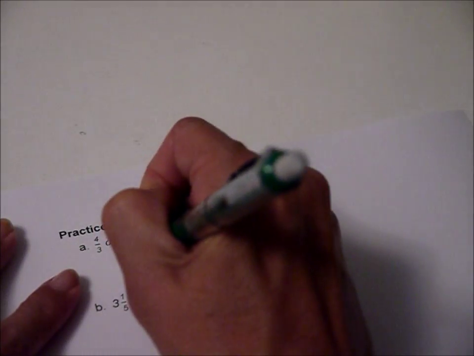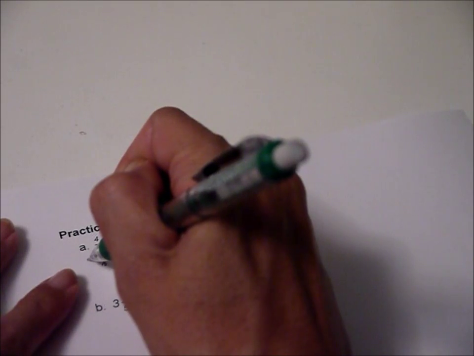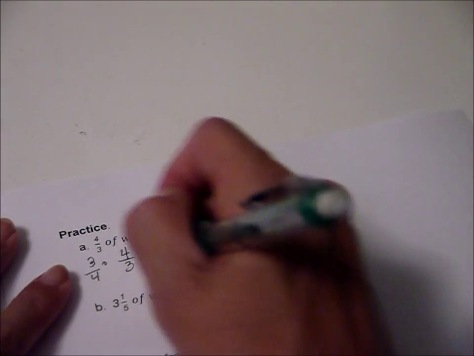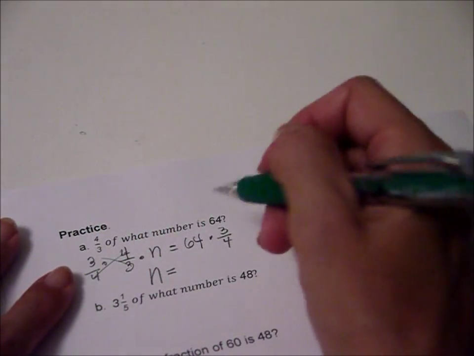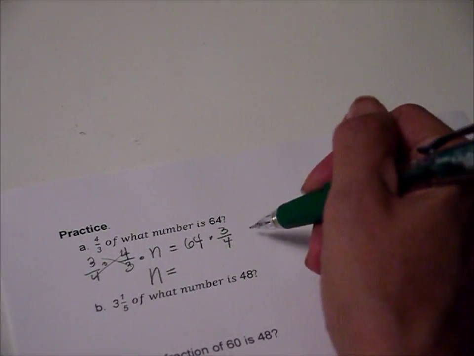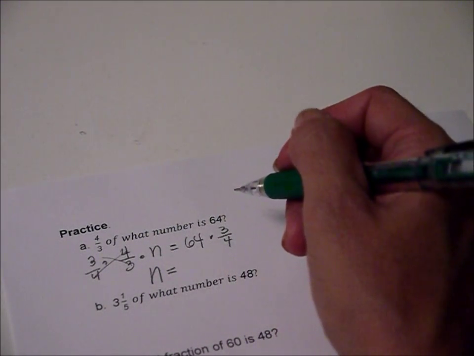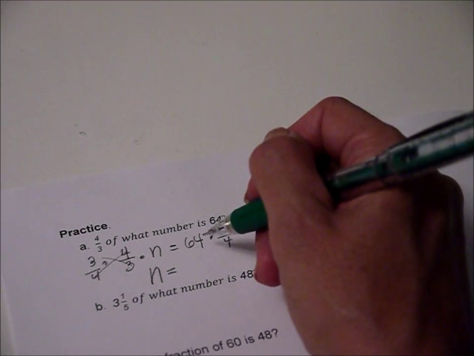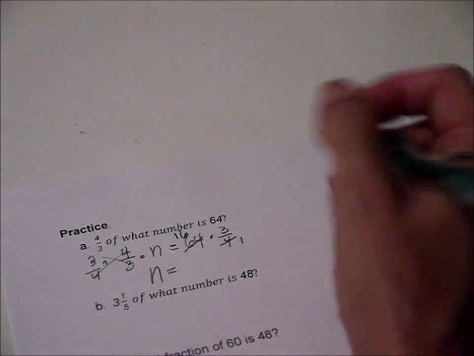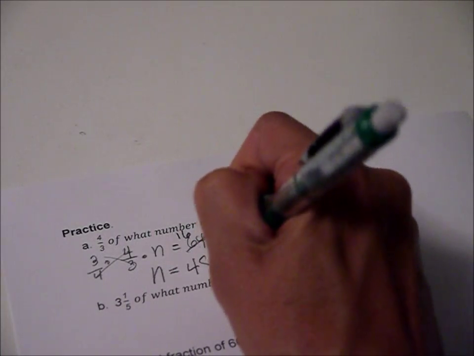So that's going to be 4/3 times n equals 64. And again, we're going to multiply by reciprocals on both sides. So that goes away and we get n equals, now I know 4 goes into 64 because 4 goes into 8 and 8 goes into 64. How many times, you ask? Let's see, 16. So 4 goes into 64 16 times and itself once. So now 16 times 3, and that is 48.